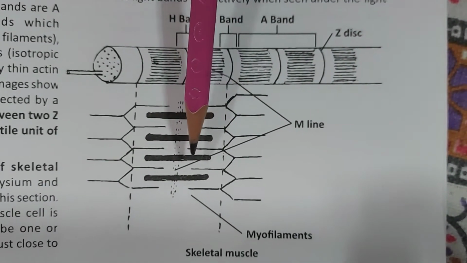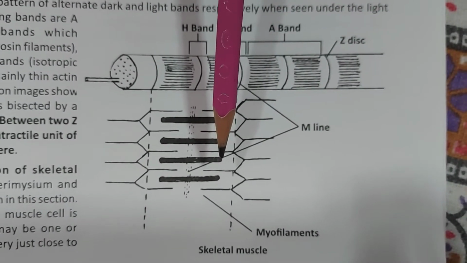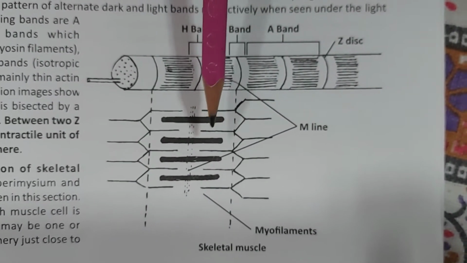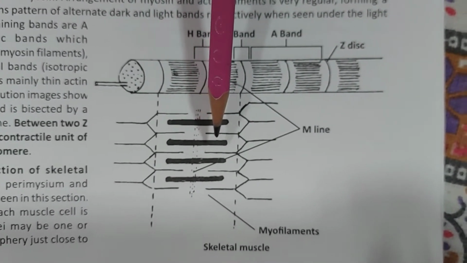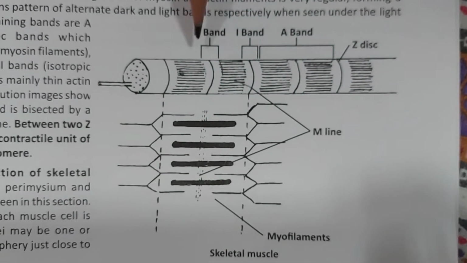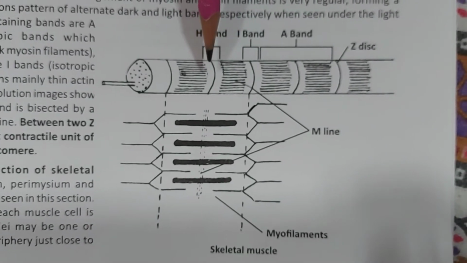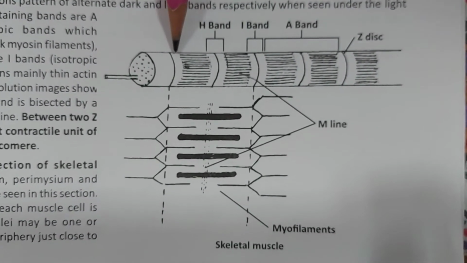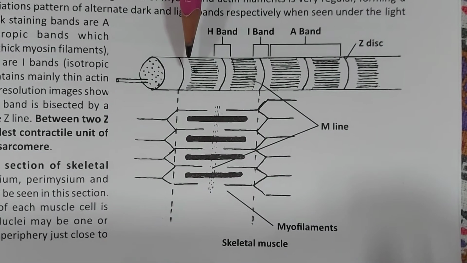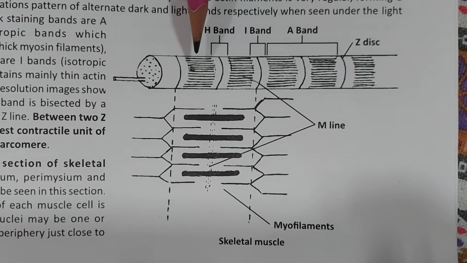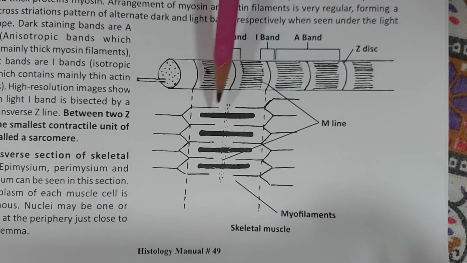The arrangement of actin and myosin filaments is very regular and forms a distinct cross striation pattern when seen under the light microscope. Each myofibril shows alternate dark and light bands. This is the dark band and this is the light band. Dark staining bands are called A bands, also called anisotropic bands, which contain mainly thick myosin filaments. This is the thick myosin filament in the dark band.